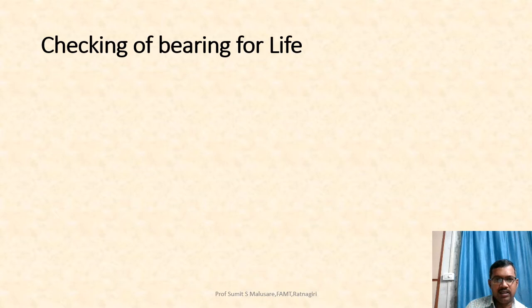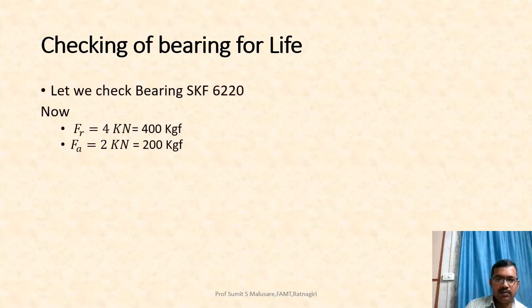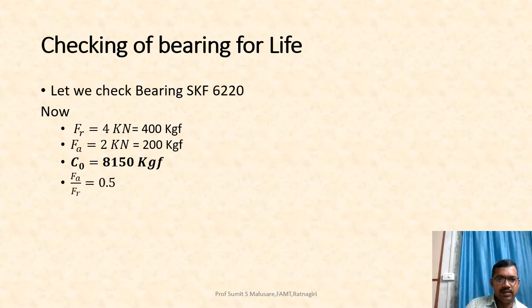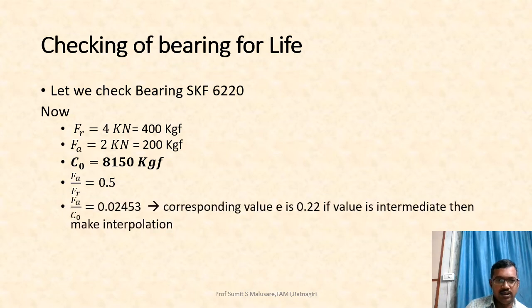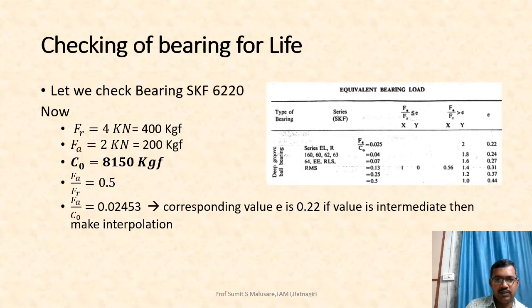Now checking the bearing for life criteria. Let me check for the bearing number 6220. First of all, FR is equal to 4 kN, that is 400 kgf, and FA is 2 kN, that is 200 kgf. C0 is known to us because we have selected the bearing, so that comes out to be 8150 kgf. So FA by FR is equal to 0.5, and FA by C0 is equal to 0.2453. Then the corresponding value of e is 0.22. See the table: 0.2453, it means that it is equal to 0.025. So I will consider e equal to 0.22 without going for the extrapolation.